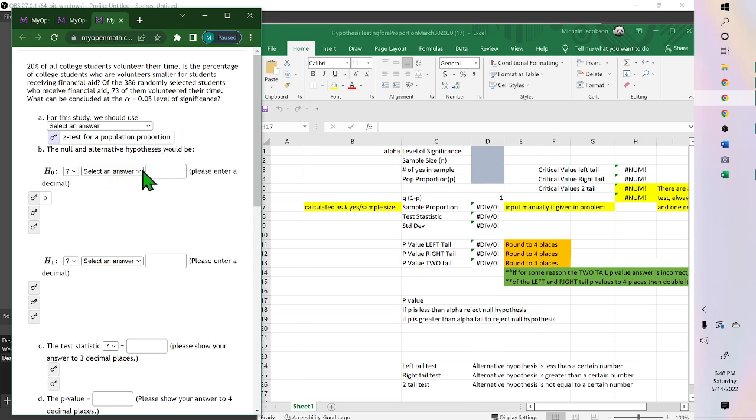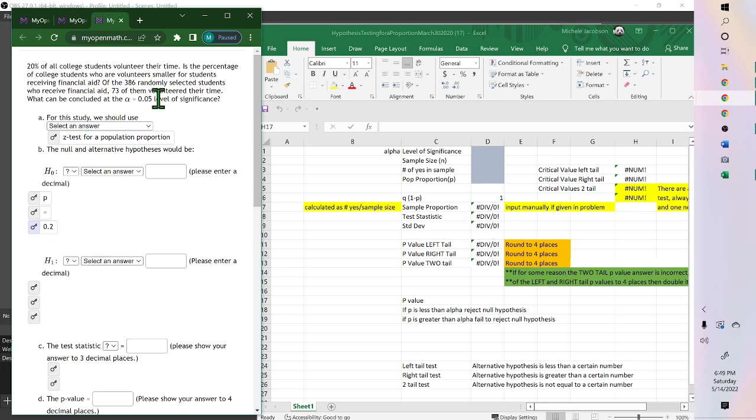The null hypothesis, if it's a z-test, this is p, sorry. This is always equal to. And then it was the estimate you were given, which was 20%. And they want us to use decimals. It says right here, please enter a decimal. Sometimes they ask for the percent, sometimes the decimal. But the null hypothesis is always equal to.